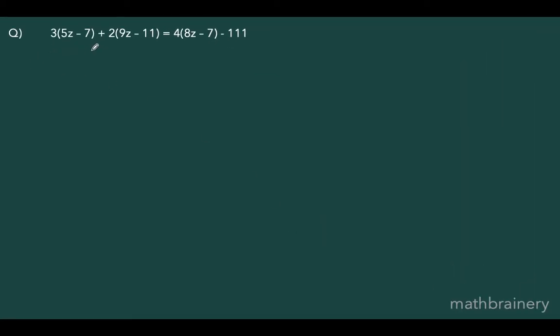3 times 5z minus 7 plus 2 times 9z minus 11 is equal to 4 times 8z minus 7 minus 111. Let's first open the brackets here and simplify the LHS and RHS both. That is, we reduce it to a simple form. So what we have, 3 times 5z minus 7 can be written as 3 times 5z is 15z minus 3 times 7 is 21 plus 2 times 9z is 18z minus 2 times 11 is 22. This is equal to 4 times 8z is 32z minus 4 times 7 is 28 minus 111.